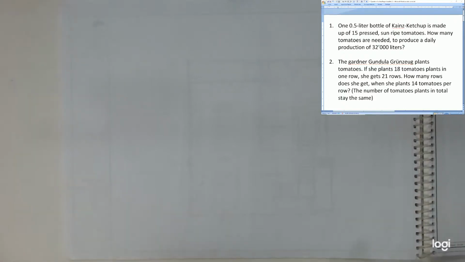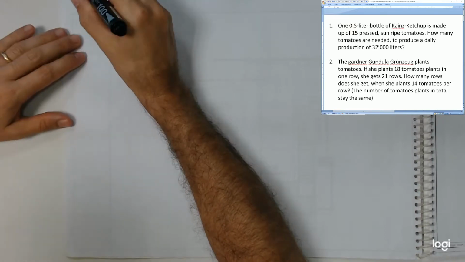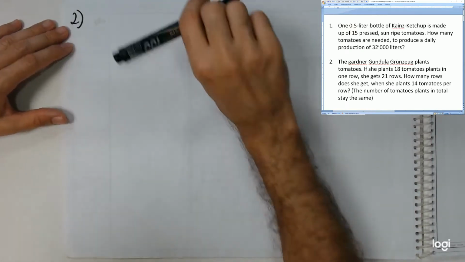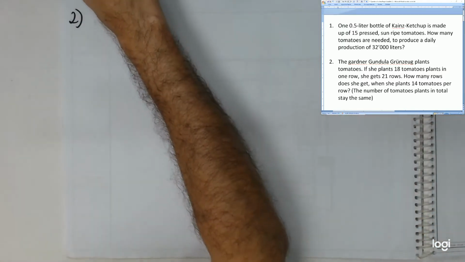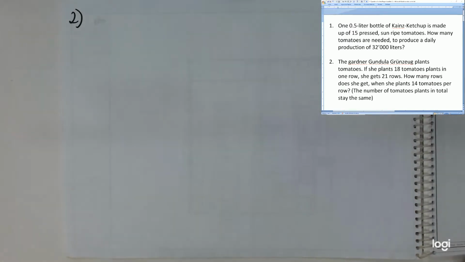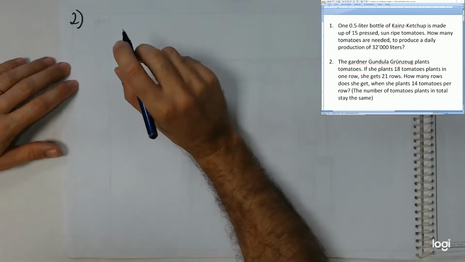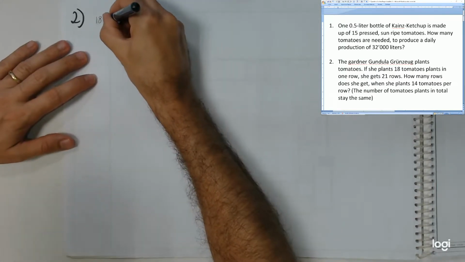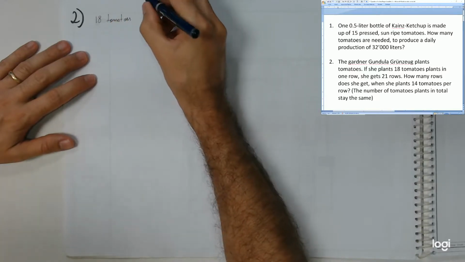Okay, Vera, let's go to the second problem. And this second problem is a little bit different. Okay? Let's start here. My pen is here. Well, let's start. We have 18 tomatoes per row.